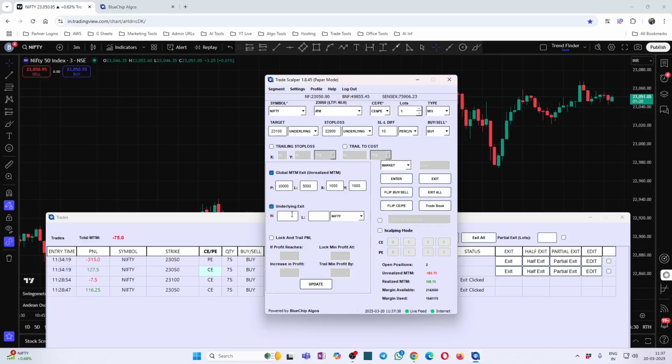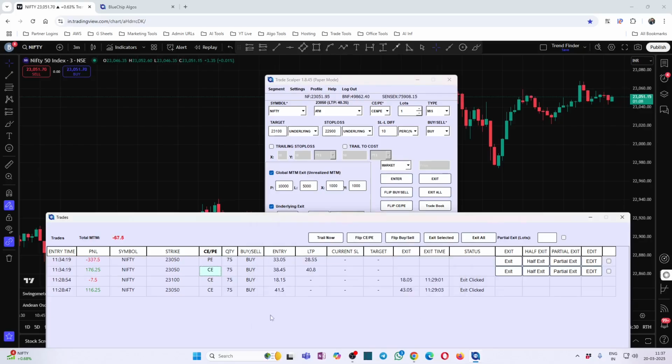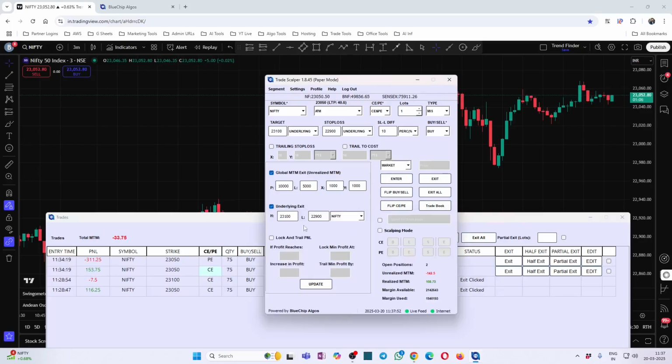Likewise, we also have underlying exit. This is nothing but what we already discussed, but at a global level, which means if this 23,100 or 22,900 is reached, all 10 or 20 positions that you have will be exited. Okay, and we also have the lock and trail feature. If profit reaches, let's say, 1,000 rupees, and that day you don't want to go back home with a loss, you can lock your profit at 500 rupees, which means even if the market reverses, it will exit all your positions at a minimum profit of 500 rupees.